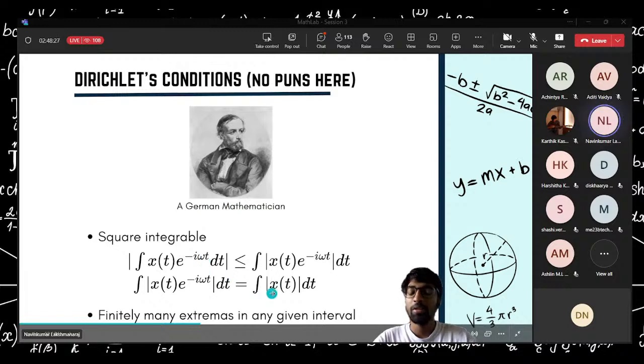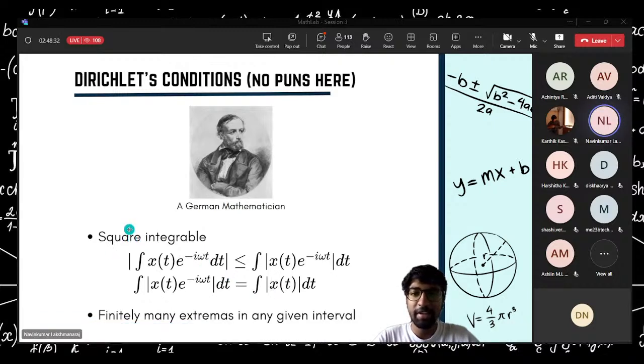All right, it seems I made a typo. It shouldn't be square integrable. It should be absolutely integrable. So as long as x of t is absolutely integrable, the Fourier transform would exist.